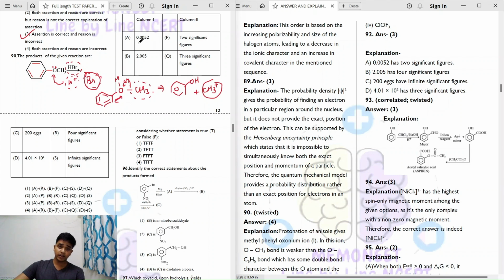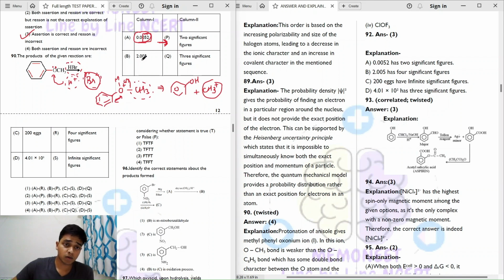So if I take a look at A, we have 0.0052. In this case the number of significant figures is 2. The zeros which are present on the left side of the number, if we have an actual number like 1 2 3 4 5, anything, are insignificant. So the significant figures will be 5 and 2, 52. So A will have two significant figures, and it will be matched to P.